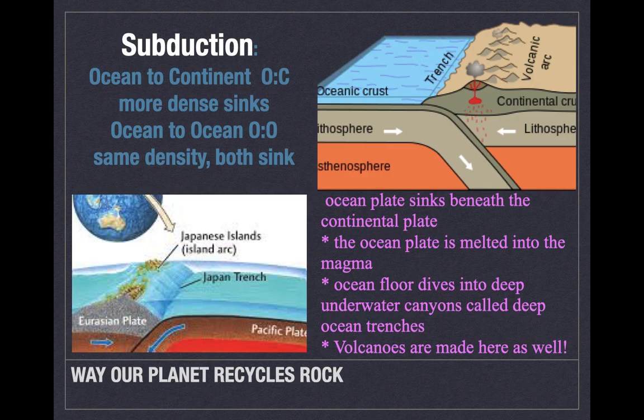Then if you'll find the one that says ocean to continent, on the back of the square that says ocean to continent, we're going to write the stuff that's up at the top in blue. So ocean to continent, O to sea. On the back of the O to sea, ocean is more dense, so it's going to sink. Continent, less dense, it's going to push up. Say it again because it's not on the paper. Ocean, more dense, sink. Continental, less dense, pushes up.